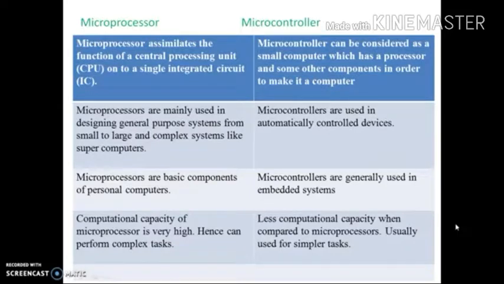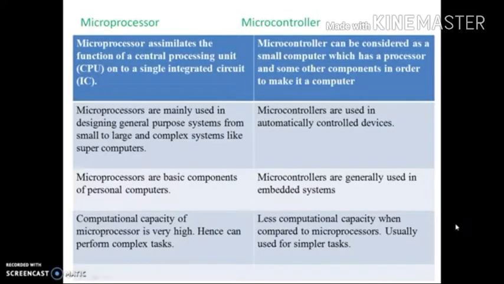I would like to tell you the basic difference between a microprocessor and a microcontroller. I'll start with the microprocessor. A microprocessor assimilates the function of a central processing unit onto a single integrated circuit, that is, an IC. Whereas a microcontroller can be considered a small computer which has a processor and some other components in order to make it a computer.